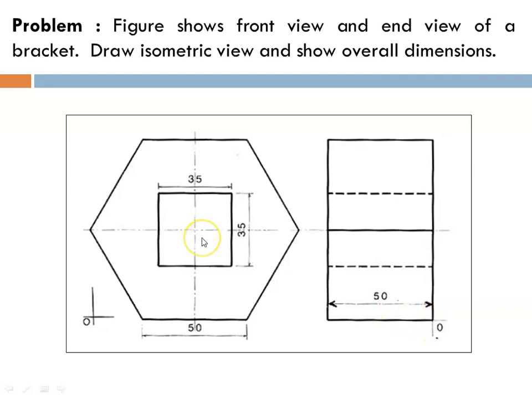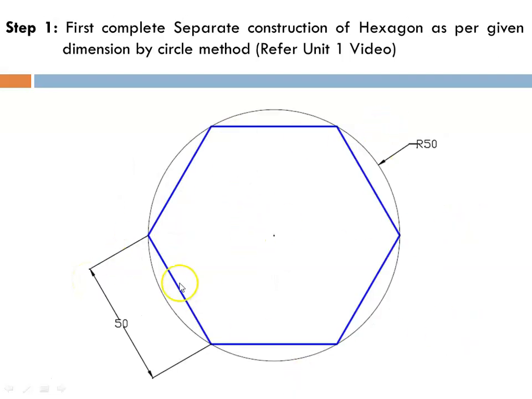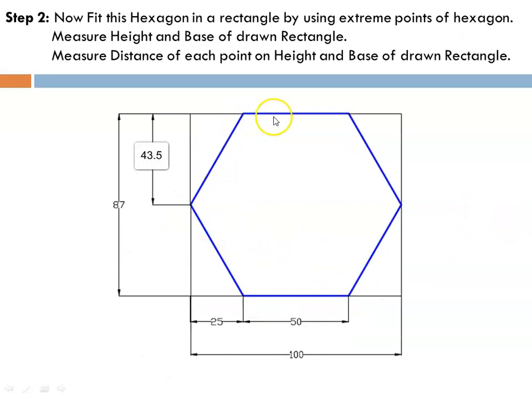So let's start with the step-by-step approach to solve this problem. We have discussed how to draw a hexagonal shape on the isometric plane. In the same way, first complete the hexagon by doing a separate construction for it. With the help of the circle method, you can easily complete this. Here the side is 50, so you have to draw a circle of 50 mm and complete the hexagon with the basic procedure.